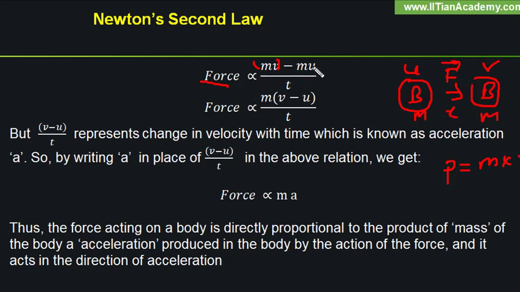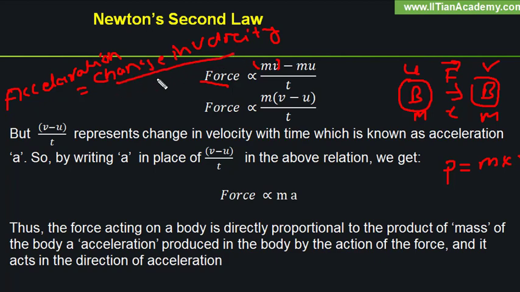Now here you see (mv minus mu) divided by t. Here m is common in both, so you take it common out. Now this is m times (v minus u) by t. Now you remember, guys, acceleration. What was the acceleration formula? Acceleration was change in velocity by time taken.